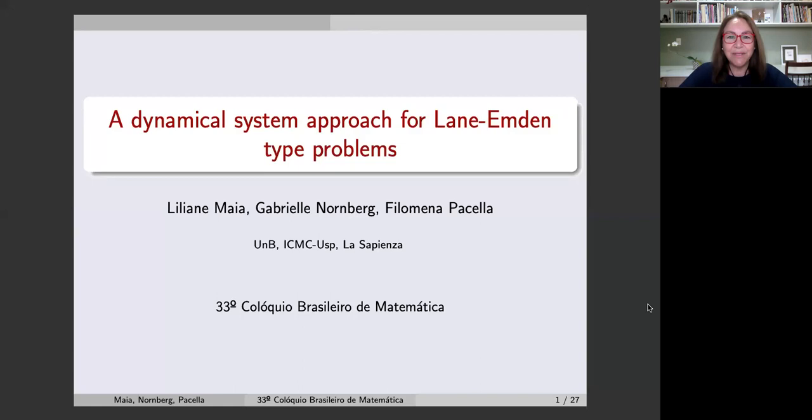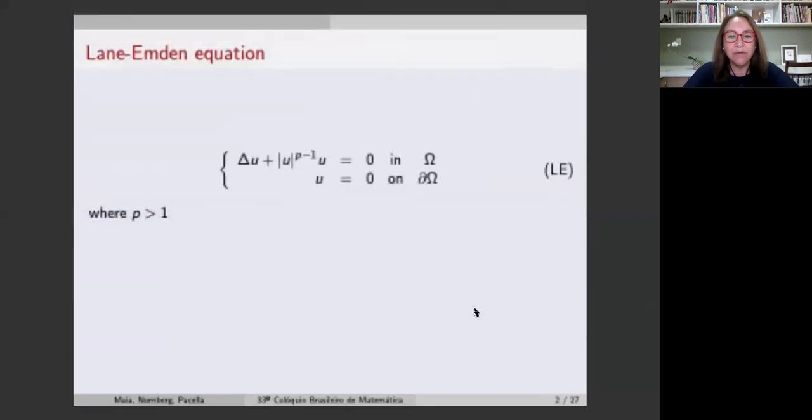Welcome to the mini course in dynamical system approach for Lane-Emden type problems. This is our second lecture, and the idea is to detail some of the things that were presented in the first lecture of our mini course.